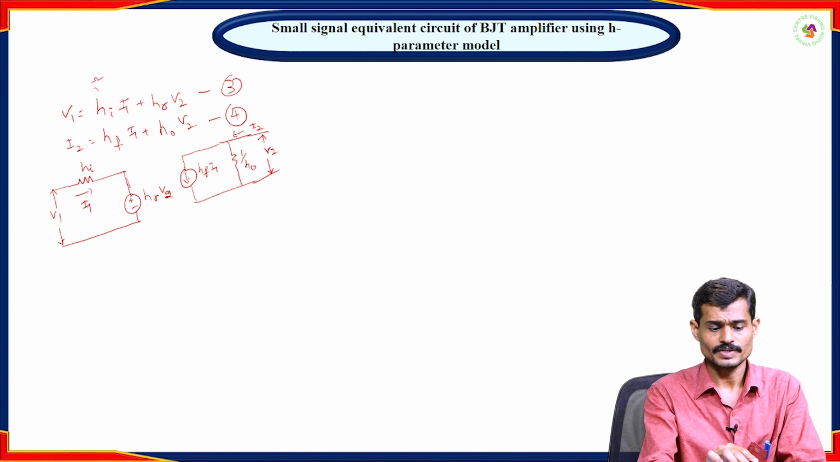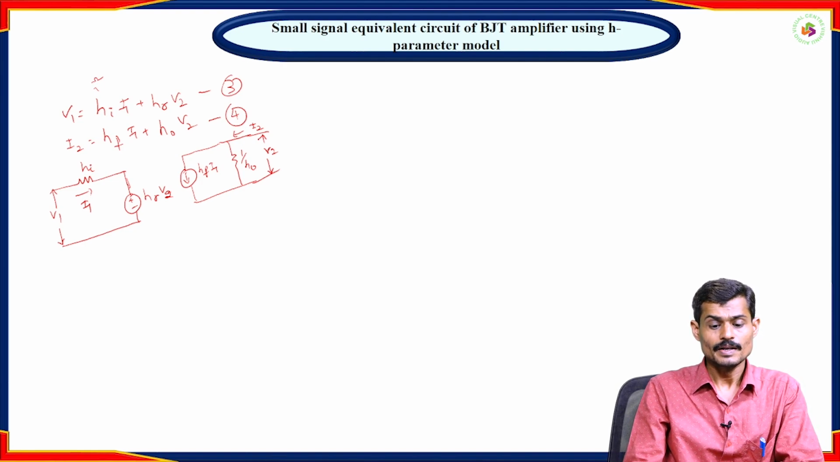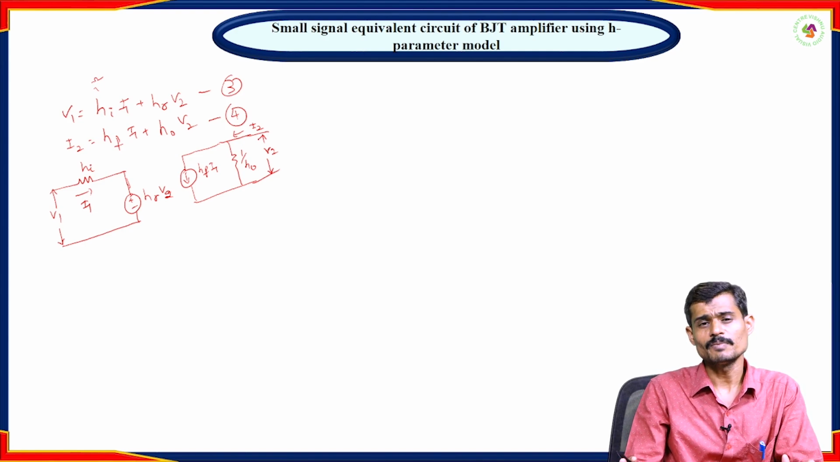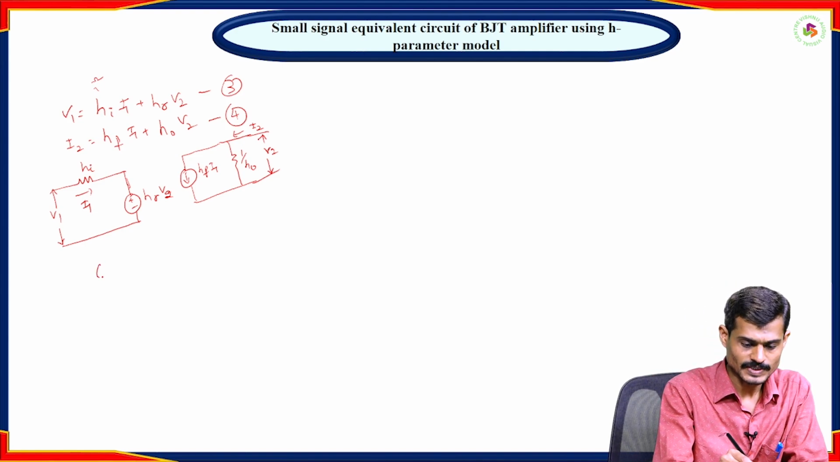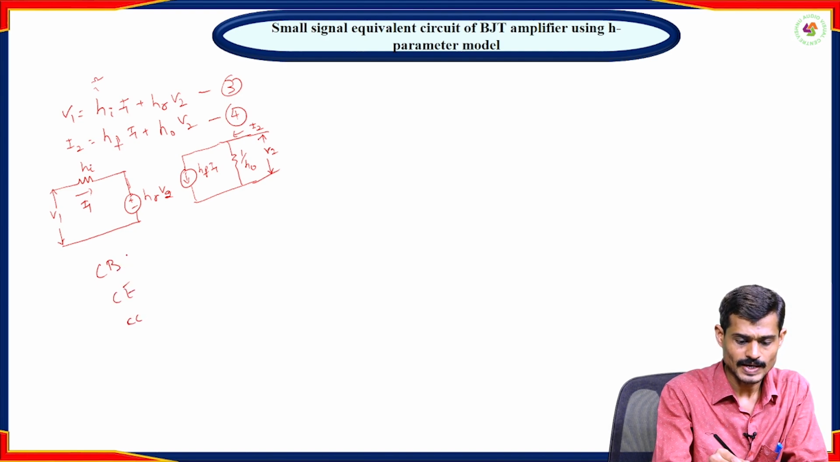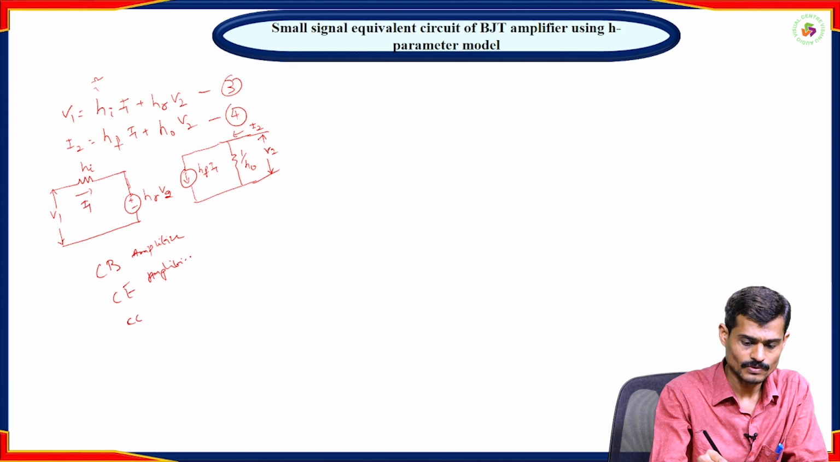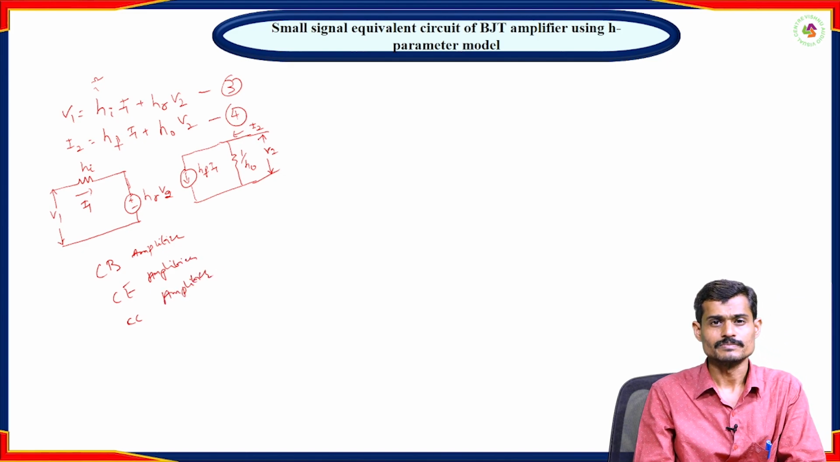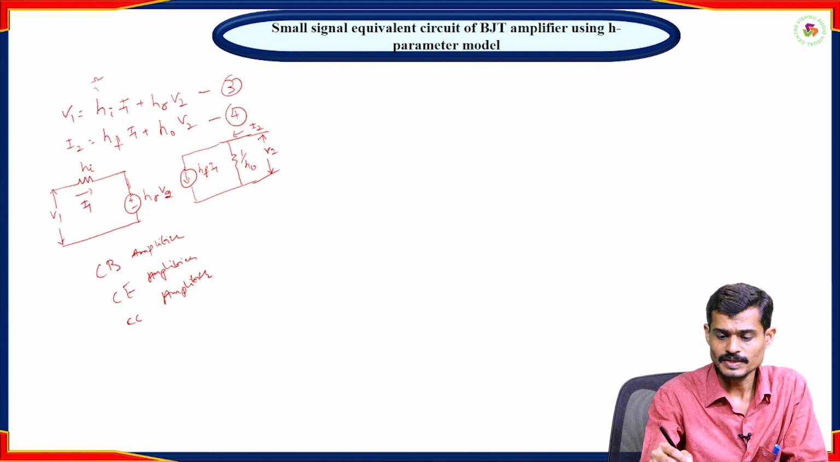V1 equals HI into I1 plus HR into V2, and so on. Now this is the generalized one, in a general way. But in amplifiers we have CB, CE and CC configurations, which we have already seen. So how do we represent the H parameters for these?